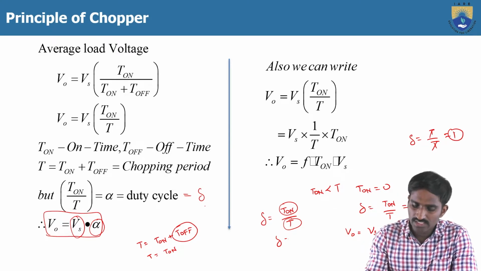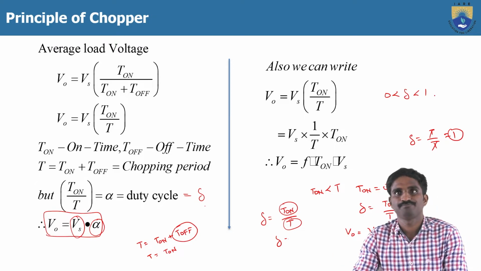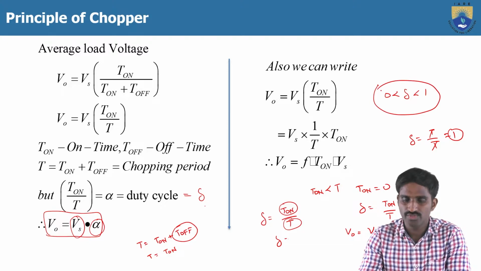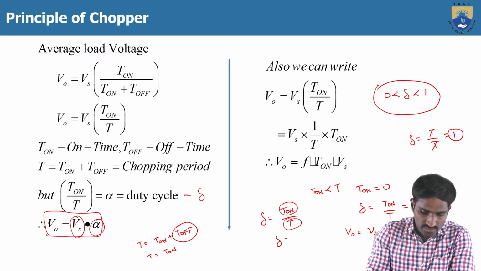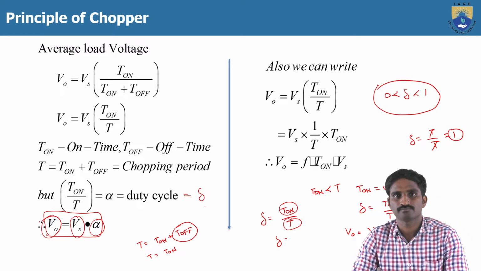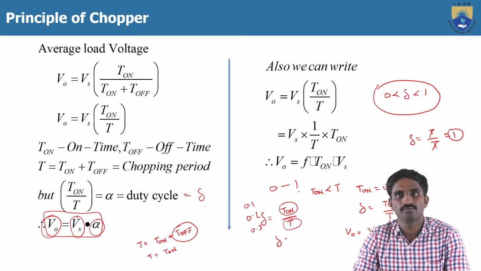Which means the range of the delta is greater than 0 and less than 1. This is the range of the duty ratio. By changing the duty ratio in between 0 and 1, you can change the output voltage value. Like if you substitute 0.1, 0.2 and 0.3, or something in between 0 and 1. So this is the basic operation of the chopper.